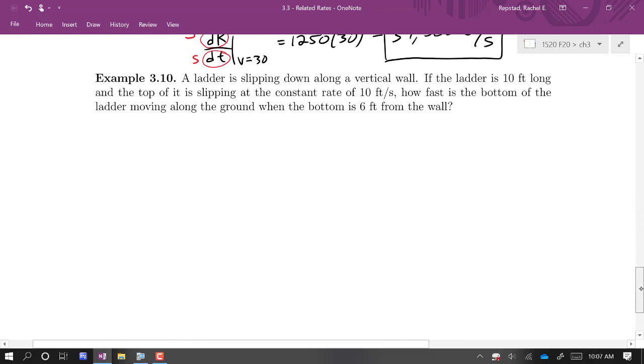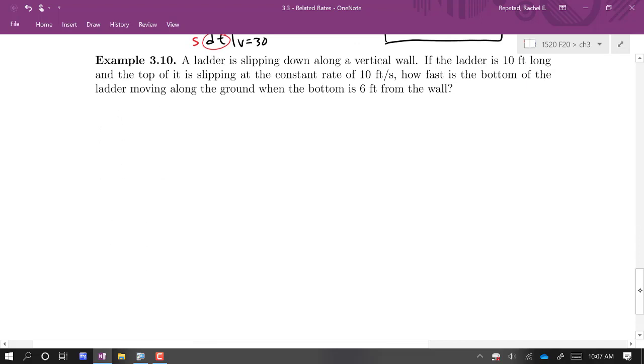All right, one more here. This problem is a classic related rates problem. They describe a ladder slipping down along a vertical wall. The ladder is 10 feet long, and the top of it is slipping at the constant rate of 10 feet per second. So slipping down the wall.